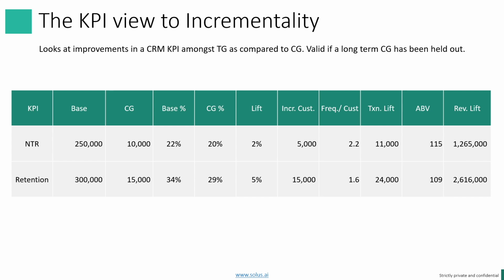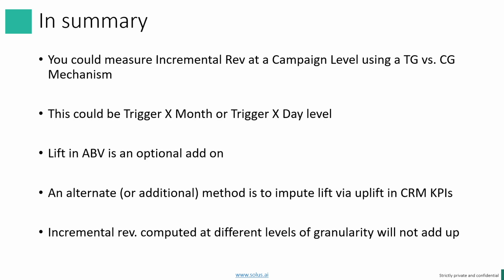Campaign incrementality will really help you optimize campaigns. KPI level incrementality will help you optimize larger, higher order missions. In summary, you can measure at a campaign level using a TG versus CG mechanism. For recurring triggers, you could have trigger cross month or trigger cross day level ways of looking at it. You could introduce measurements which also look at lift in the average bill value. And you can add on an alternate or additional method, which is the uplift in CRM KPIs, also a TG versus CG mechanism, to triangulate on what the impact is.